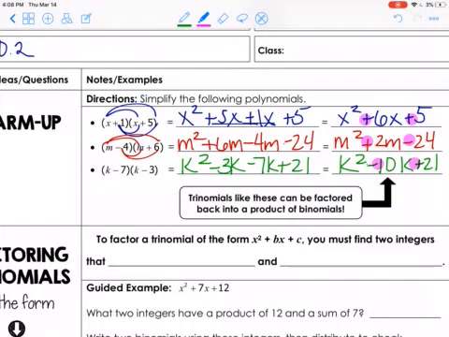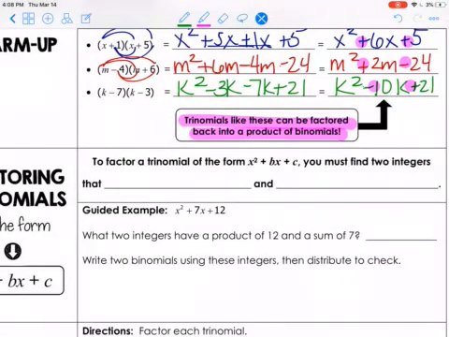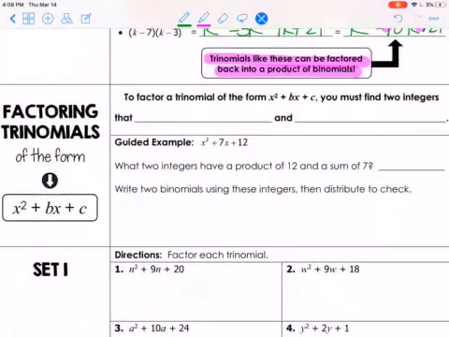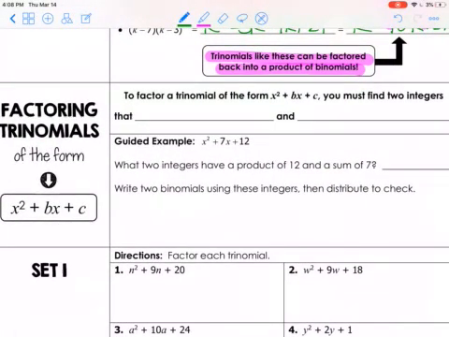So it says here, trinomials like these can be factored back into a product of binomials. So remember, trinomial meant 3 terms, and we're going to bring them back into 2 binomials. So we're going to be undoing FOIL today. To factor a trinomial in the form of x squared plus bx plus c, which is known as standard form, you must find 2 integers that add to b and multiply to c. I'll show you what I mean in a second.